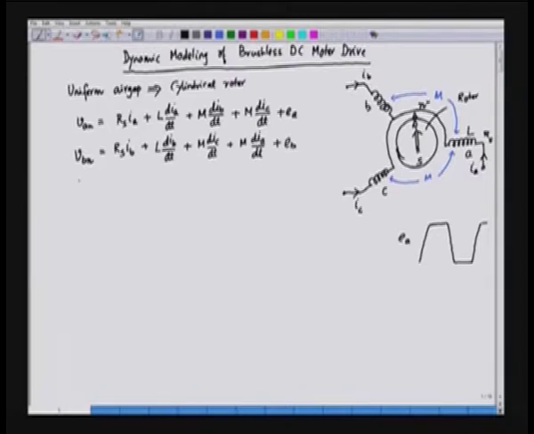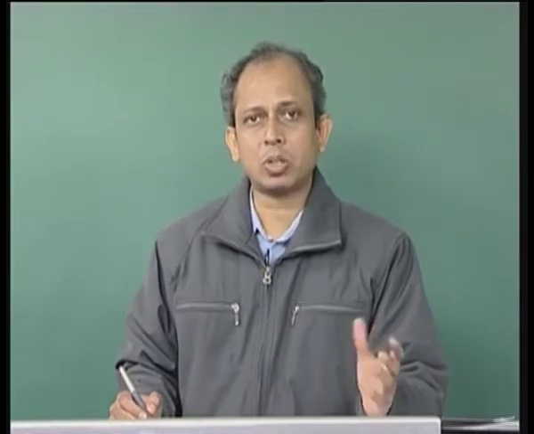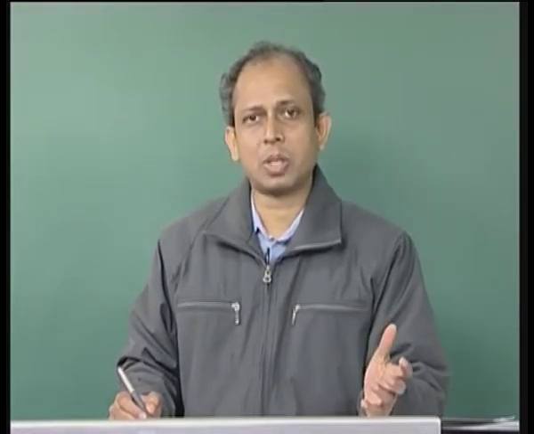Similarly, we can have the voltage equation for phase C. VCN is equal to RS IC plus L dIC by dt plus M dIA by dt plus M dIB by dt plus EC, and EC is the induced EMF in phase C. Now, we have three equations. The rotor is a permanent magnet, the rotor does not have any winding. So, we do not have to write an equation for the rotor.